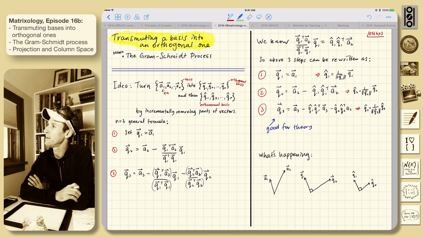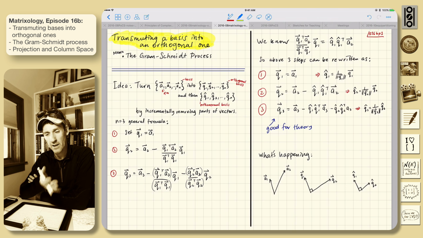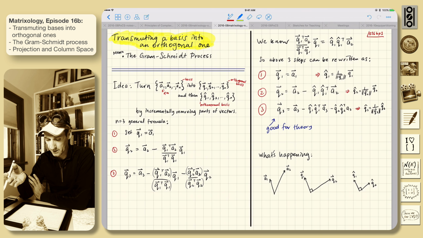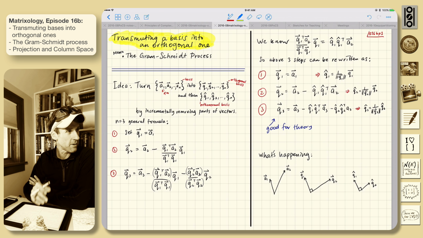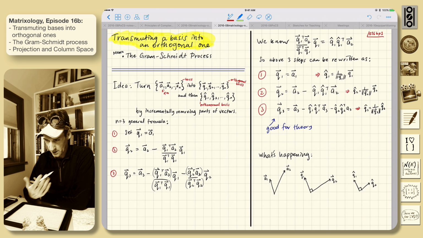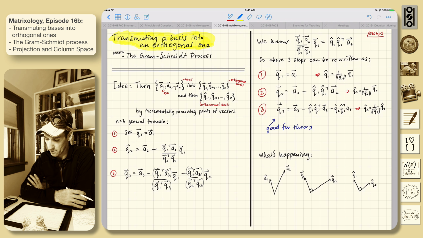Okay, so the plan is to take a basis, whatever kind, and turn it into an orthogonal one. And then we turn it into an orthonormal one. That step is easy. We just divide through by the lengths. Turning it into an orthogonal one takes a kind of strategic approach. As I said, sometimes we'll get them for free in a very important kind of way, but sometimes we have to just kind of attack the problem.